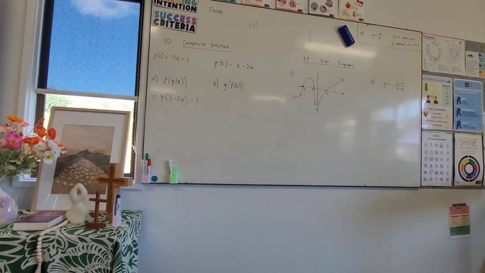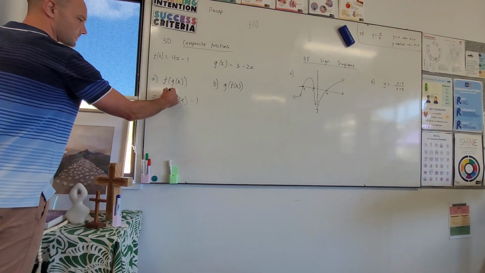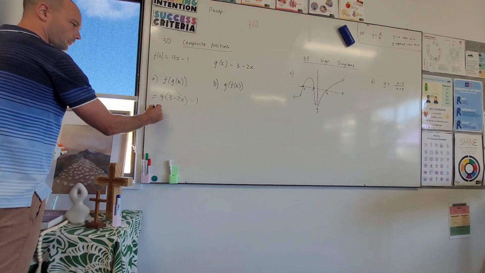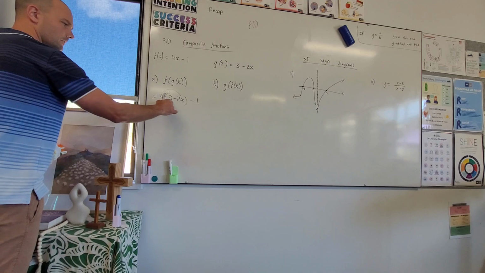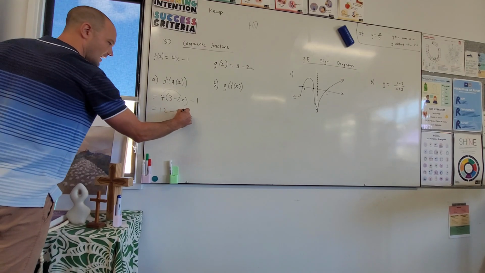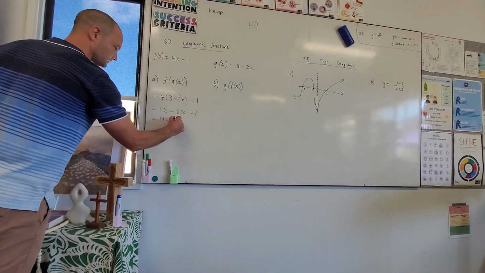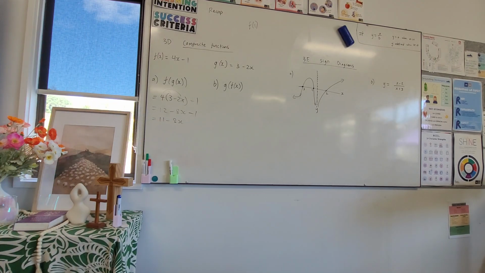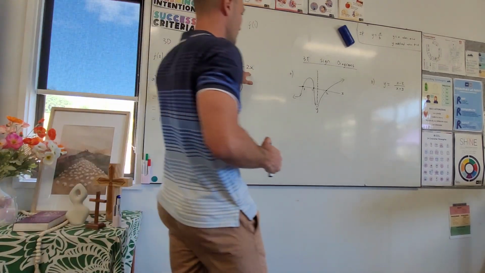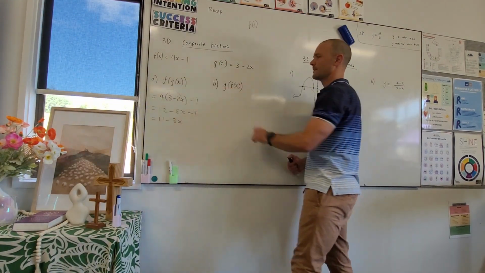I think that's probably the challenging part, Lincoln. And then what we have to do is expand it and then collect like terms. So to expand, we're just going to multiply the 4 through. That's going to give us 12, and then take away 8x, take away 1. And then 12 take 1 collects to 11. Okay, so that's the first one, f of g of x. We've put the g of x function into the f of x function.